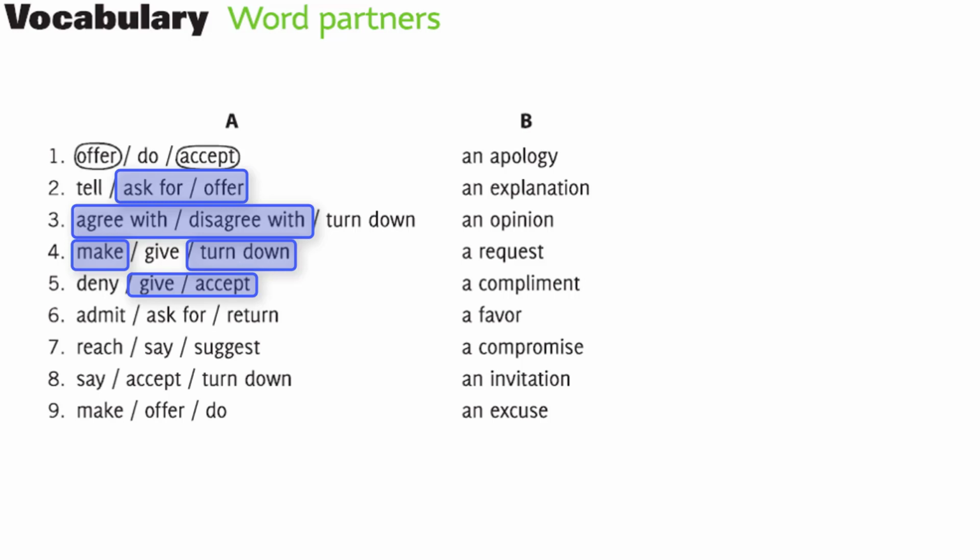Number 6, admit a favor, ask for a favor, return a favor. The correct ones are ask for a favor, return a favor. But you cannot admit a favor. It's not something you admit. Now, number 7, reach a compromise, say a compromise, or suggest a compromise. The correct ones are reach a compromise and suggest a compromise. You cannot say a compromise. Those two words just do not go together.